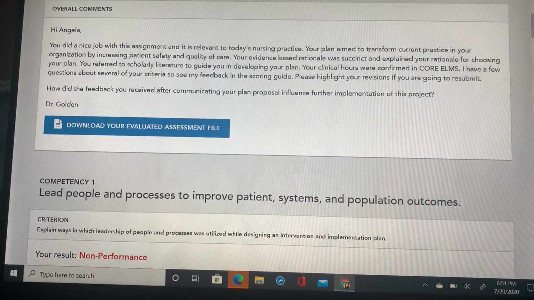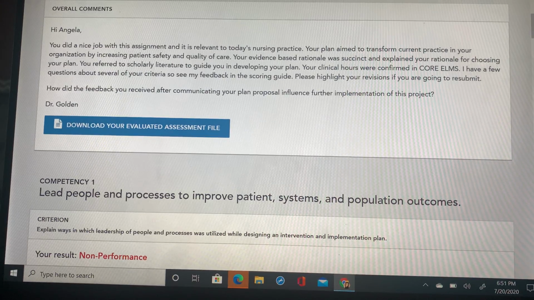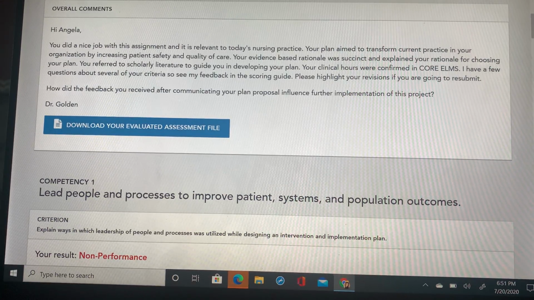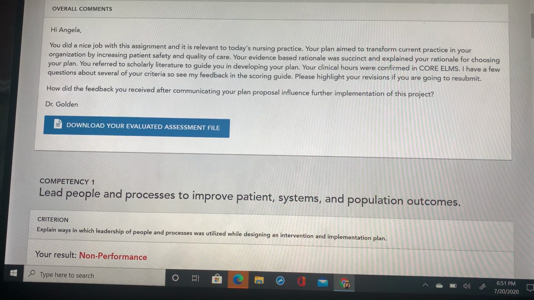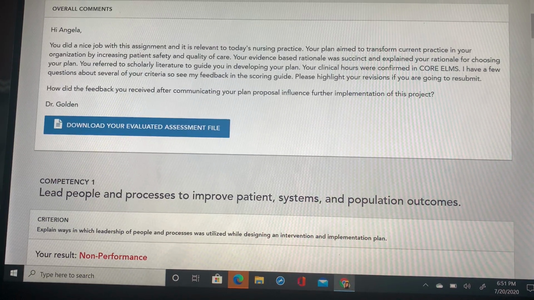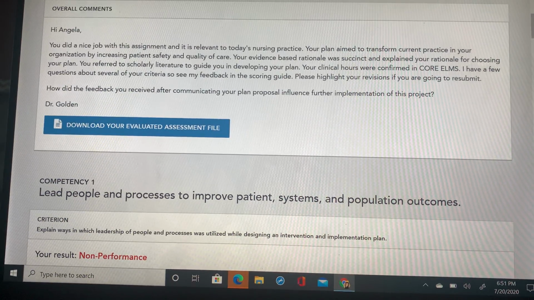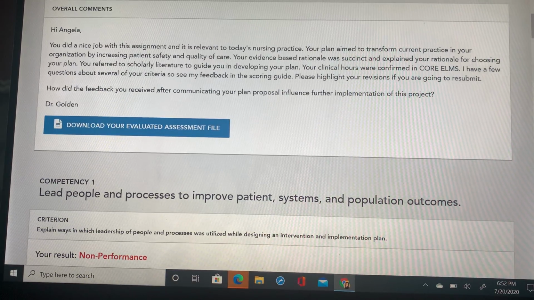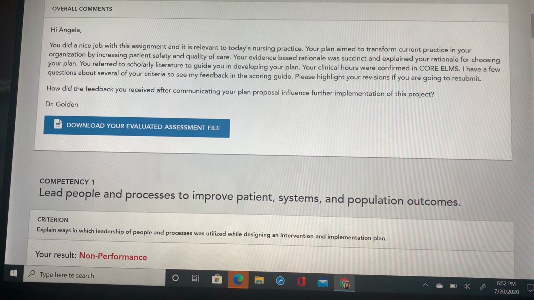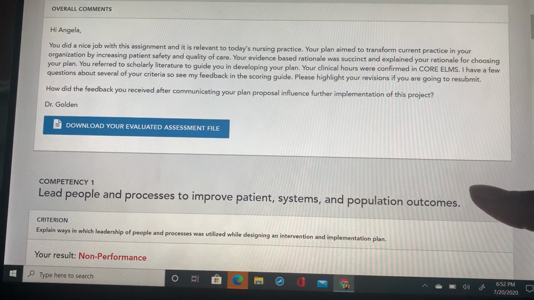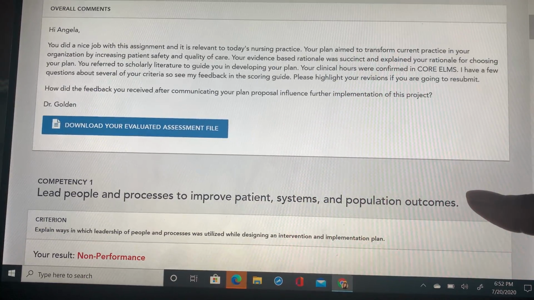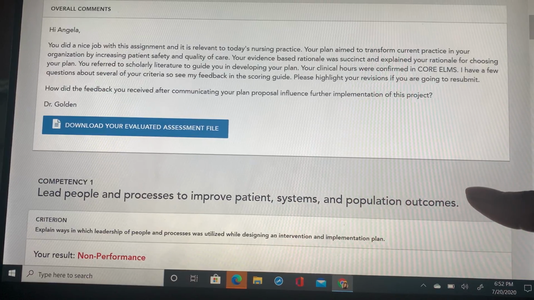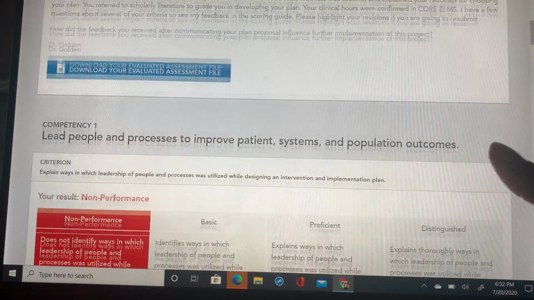and explain your rationale for choosing your plan. You referred to scholarly literature to guide you in developing your plan. Your clinical hours were confirmed in core elms. I have a few questions about several of your criteria, so see my feedback in the scoring guide. Please highlight your revisions if you are going to resubmit. Okay, so how did the feedback you received after communicating your plan proposal influence further implementation of this project?